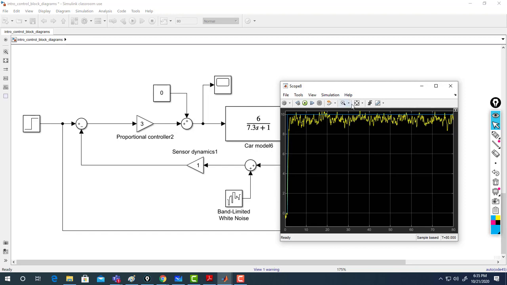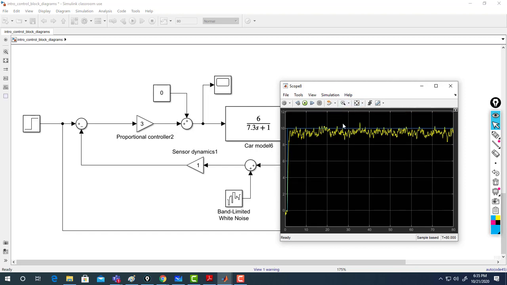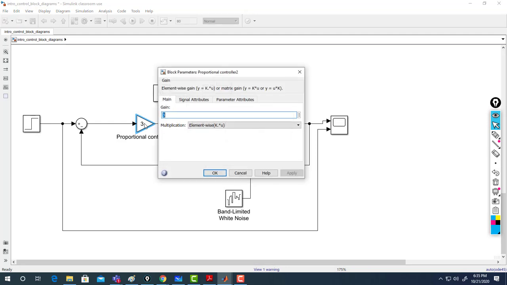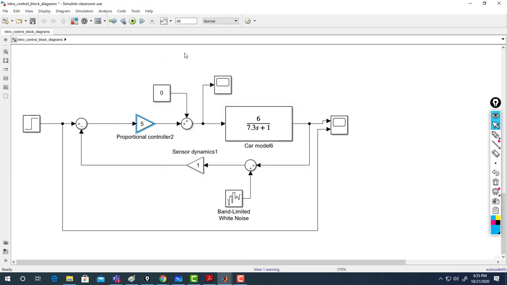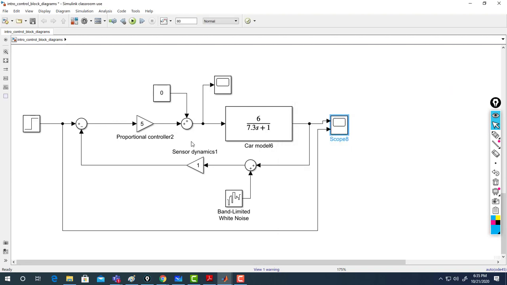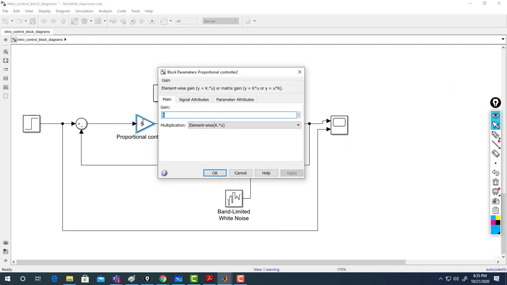So you see, I'm closer to my steady state, but it looks like my noise is amplified. Let's put 5 for example. So what's the effect? Your system is noisy, more noisy. What about if I take 10?